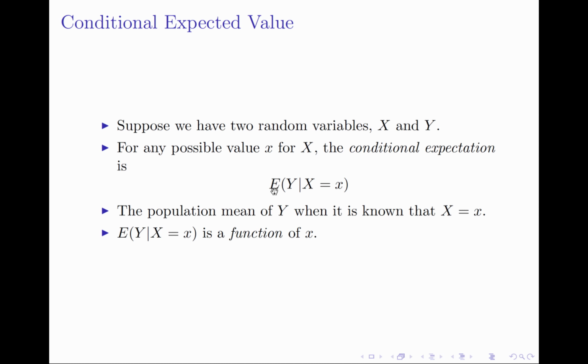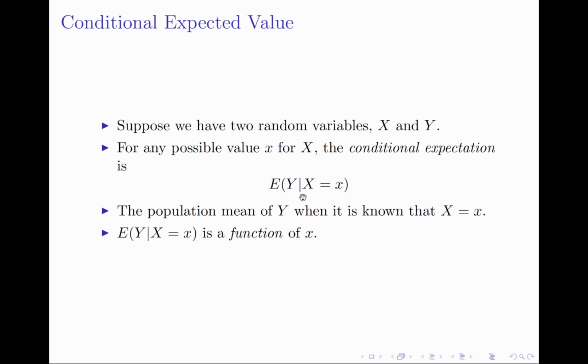Okay, so this is the population mean. It's got an E, so it's still a population mean of y, but with the additional piece of information that we want to work out the mean of y when we know that x takes a particular value. And if there is some kind of relationship between y and x, then this is interesting.